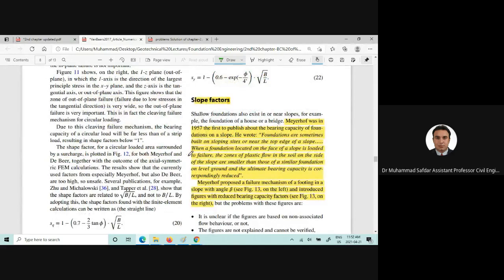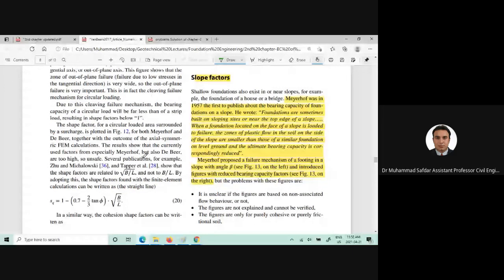So Adil, please kindly help me with reading out the slope factors, the highlighted text.